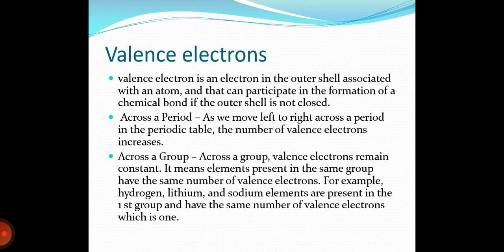The valency electron changes as we move from left to right across the period. In the periodic table, the number of valence electrons increases. Across the group, the valence electrons remain constant. It means the elements present in the same group have the same number of valency electrons. For example, hydrogen, lithium and sodium are present in the first group and have the same number of valence electrons, which is 1.